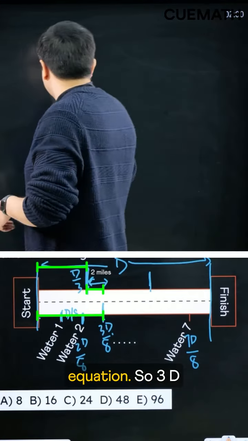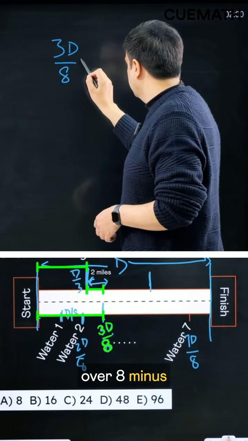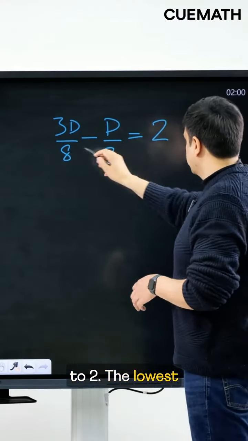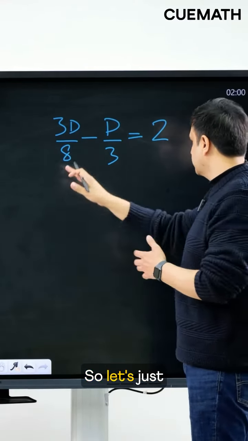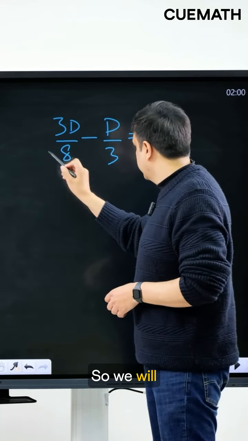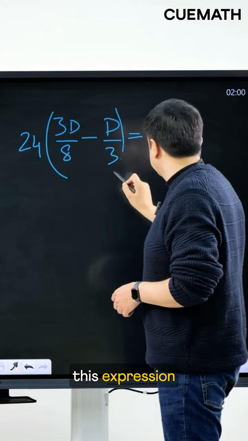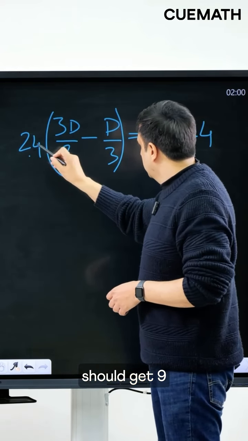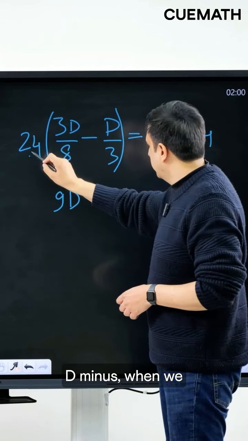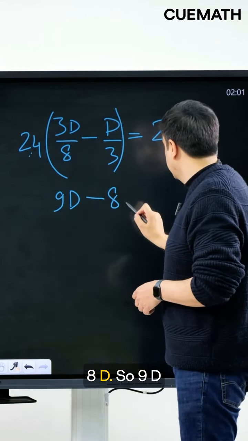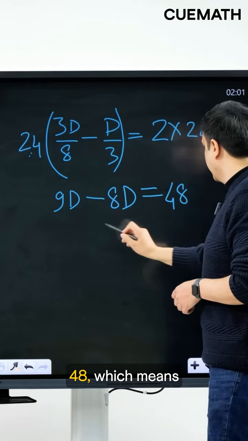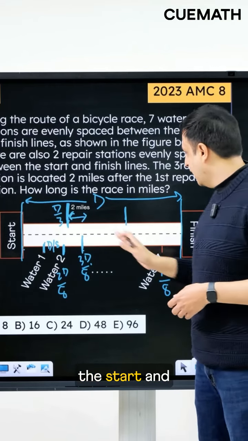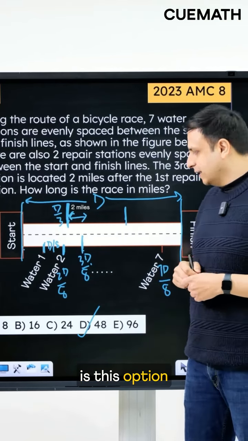So let's just solve that equation. So 3D over 8 minus D over 3 should be equal to 2. The lowest common multiple of 8 and 3 is 24. So let's just multiply both sides by 24. So we will get 24 times this expression is 2 times 24, which is 48. And then when we multiply 24 with this, we should get 9D minus, when we multiply 24 by this, we should get 8D. So 9D minus 8D is equal to 48, which means that D is equal to 48. So that's our answer. The distance between the start and the finish line is this option here, 48.